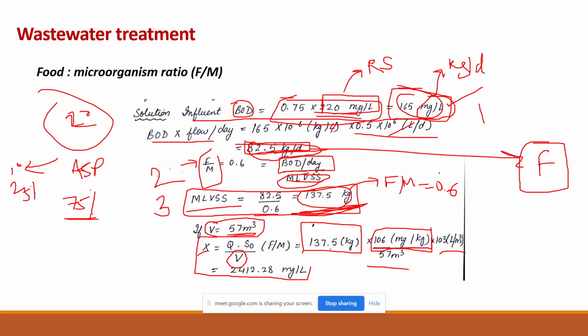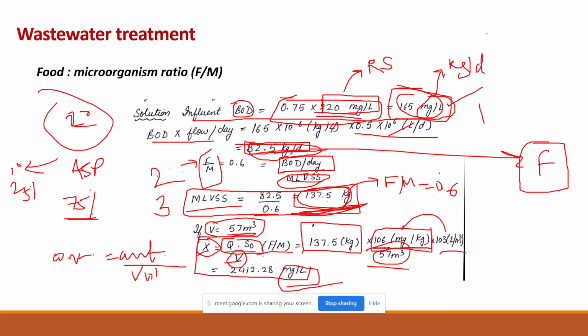So what you have to do is just simply divide the Q into S naught, that is your F, by this microbial biomass, by the volume. You will get the biomass concentration. Obviously, what do we mean by concentration? Concentration means amount, that is in mg or in kg, divided by the volume, right? So you have the amount, that is 137.5. You just simply divide it by volume and apply some unit conversions to get the answer in mg per liter, right?